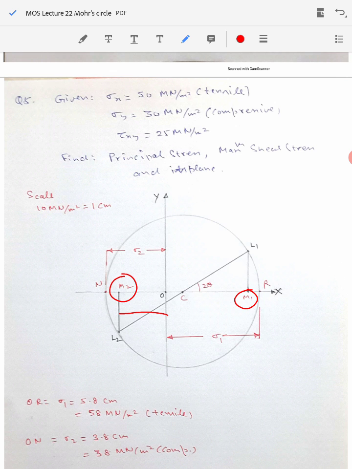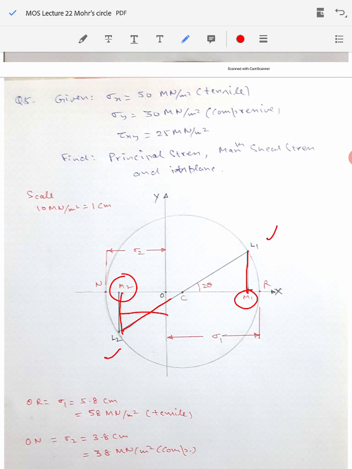Tensile value will be represented on the positive side of the axis, that means right hand side. The compressive stresses will be represented on the left hand side. So this value will come to the left hand side, M2 point will come to the left hand side. After doing this, we will do as before, and we will mark the value of tau xy, that is 25 meganewton per meter square. So we will take 2.5 centimeter and draw a vertical of 2.5 centimeter at point M1 and M2. This way we will get the points L1 and L2.